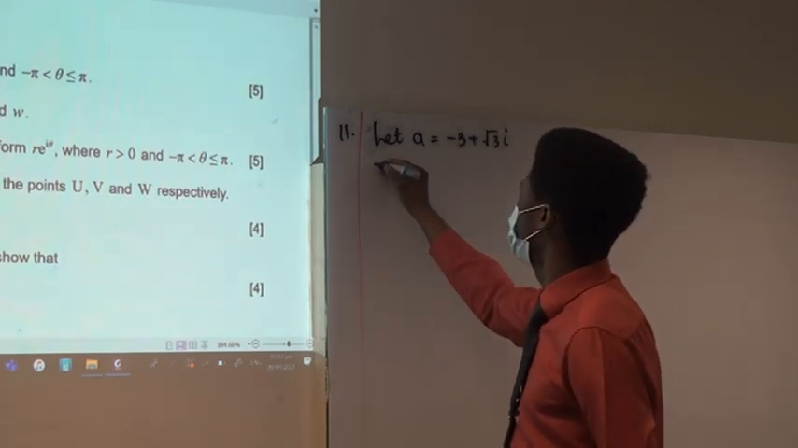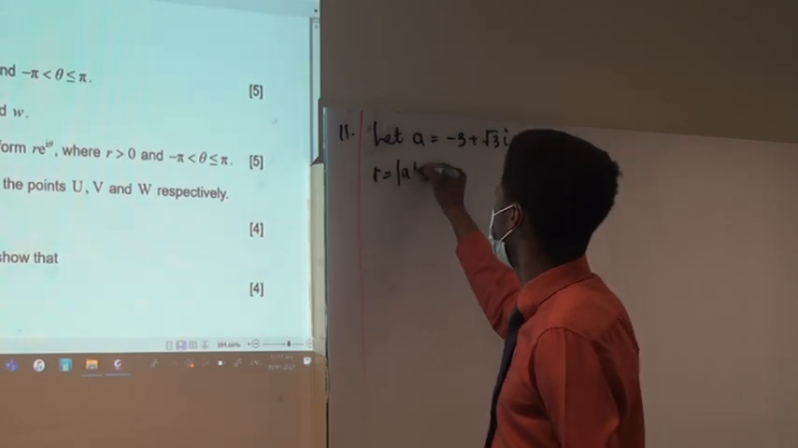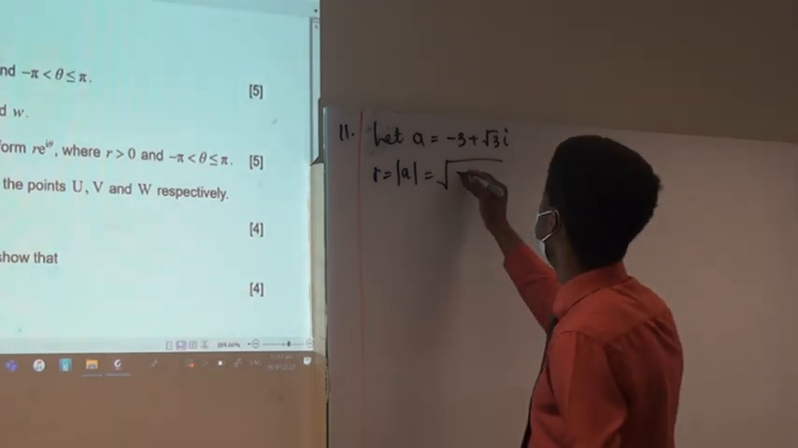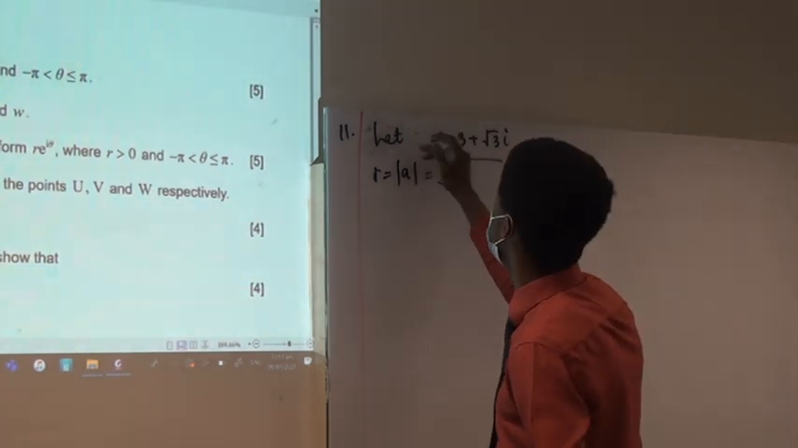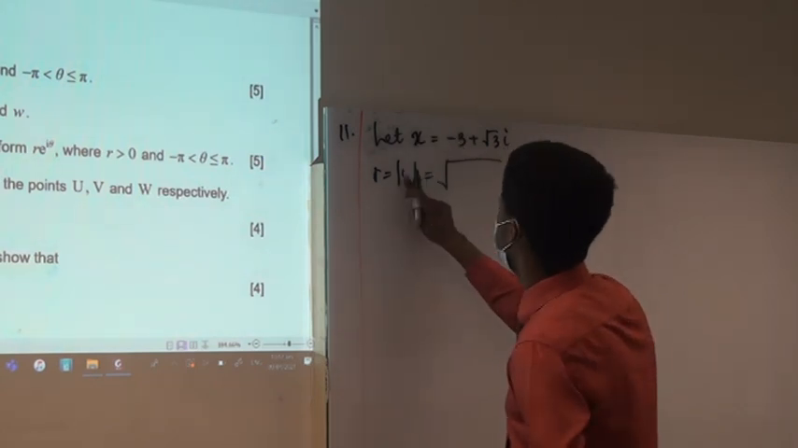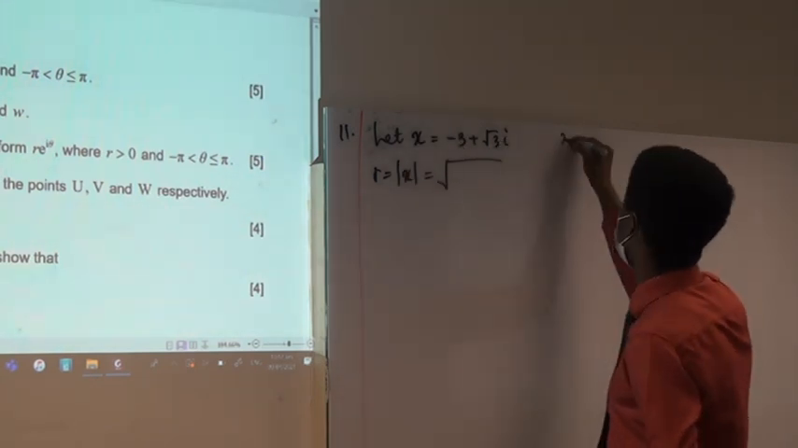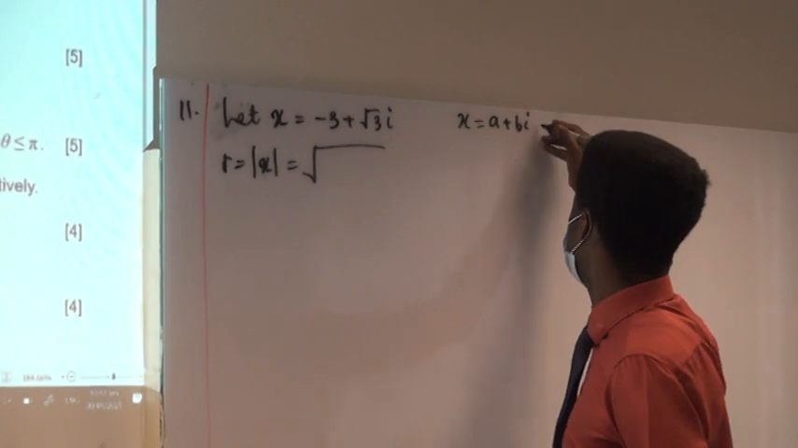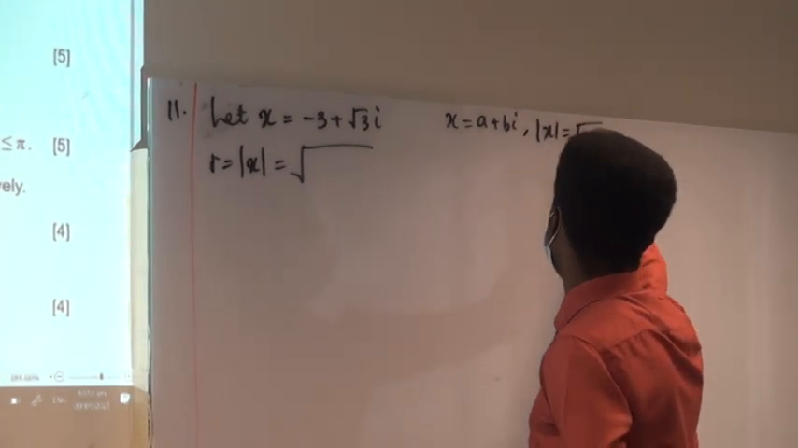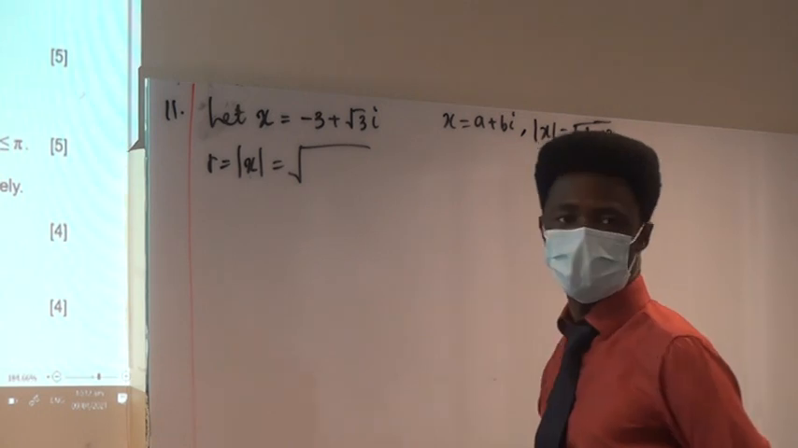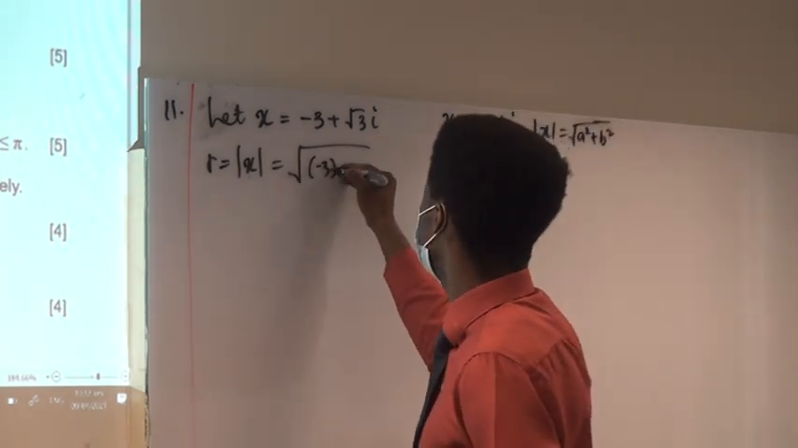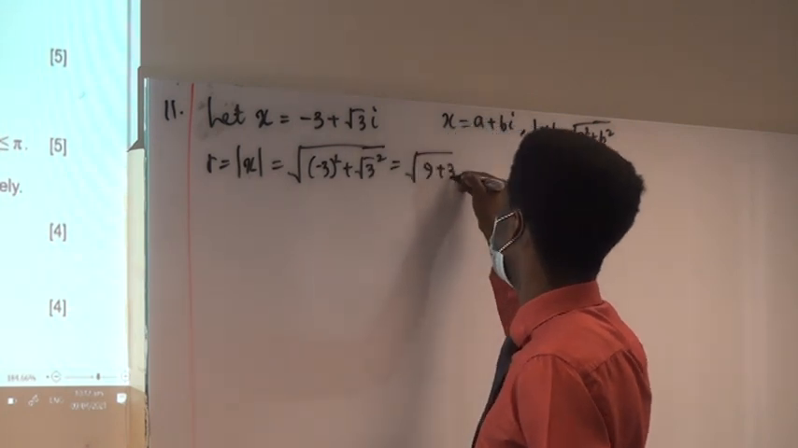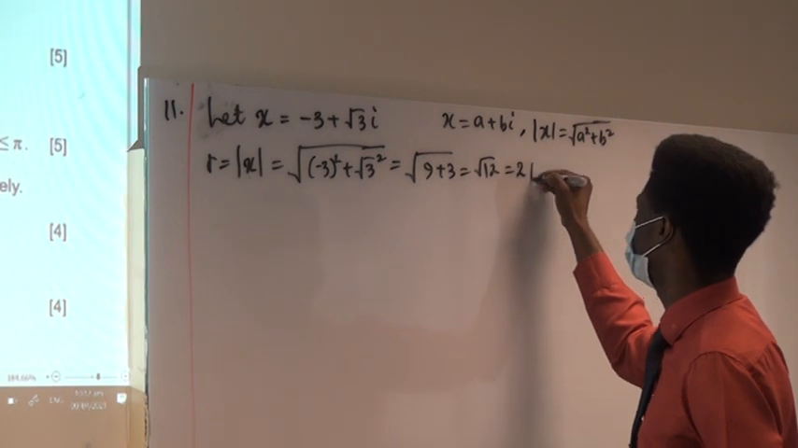Okay, so focus please. So R is the absolute value of A, which is the square root of x squared plus y squared, right? Remember, if the number is a plus bi, then the absolute value is the square root of a squared plus b squared. So here it's going to be minus 3 squared plus root 3 squared. So that will be the square root of 9 plus 3, which is root 12, or 2 root 3.